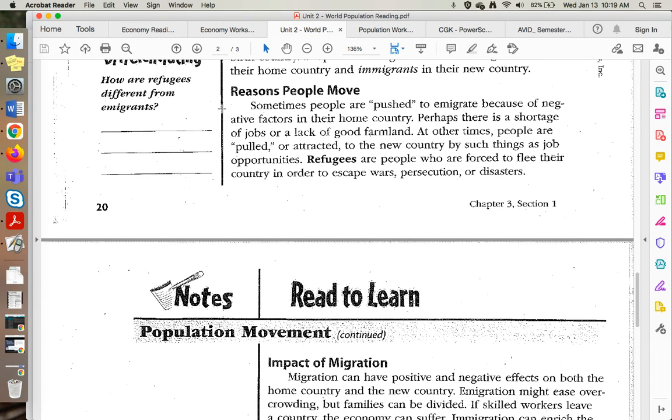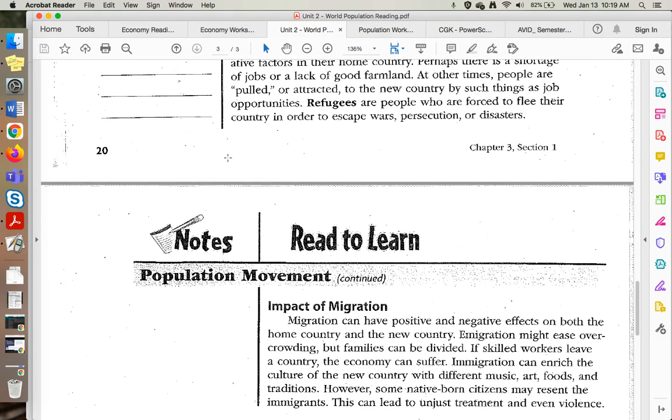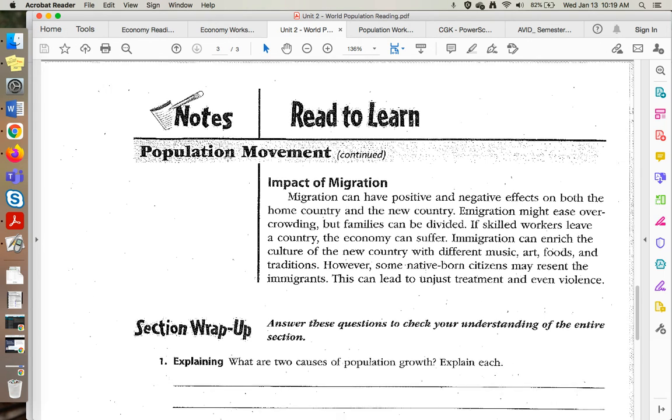Sometimes people are pushed to emigrate because of negative factors in their home country. Perhaps there's a shortage of jobs or a lack of good farmland. At other times, people are pulled or attracted to a new country by such things as job opportunities. Refugees are people who are forced to flee their country in order to escape wars, persecution, or disasters.